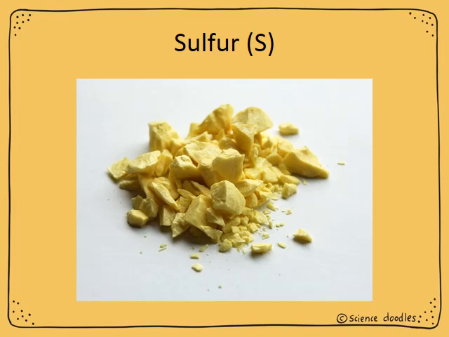So this is sulfur. Its chemical symbol is a capital S. It's always yellow and it stinks. A lot of people will say that it smells like rotting eggs, and it is a very noticeable smell. Like when you smell it, it's obvious that it's sulfur.